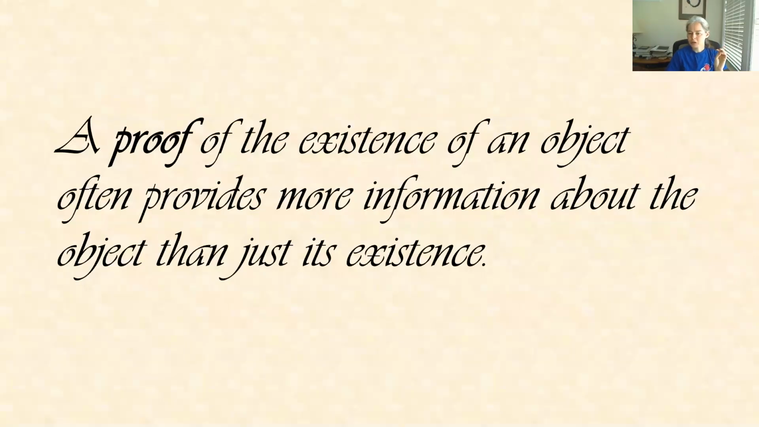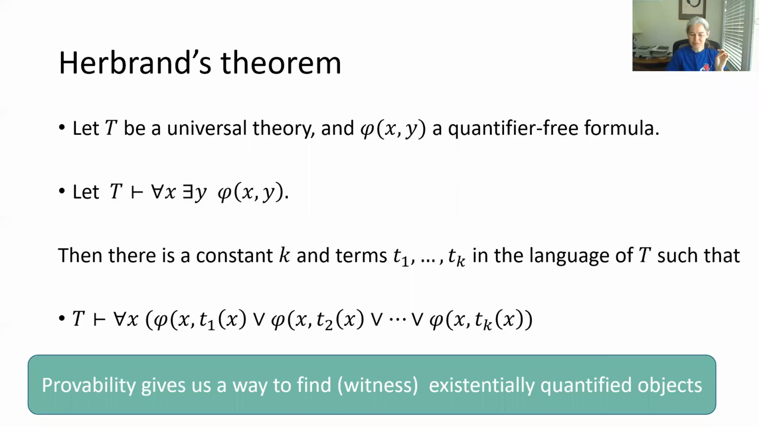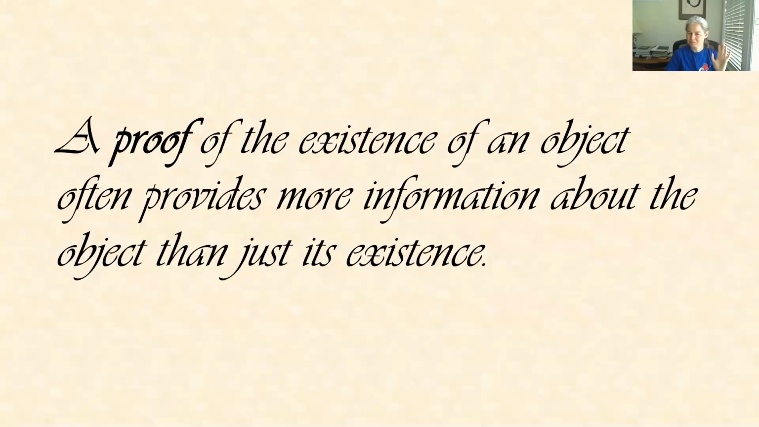So the main message of this talk is something that you are intimately familiar with. A proof of the existence of an object often provides more information about that object than just its existence. In particular, a constructive proof of existence of an object gives you an algorithm. And what we are studying here is what kind of proofs give you what kind of algorithms. This is the main thing in the talk. And after that, I'll start getting into details.